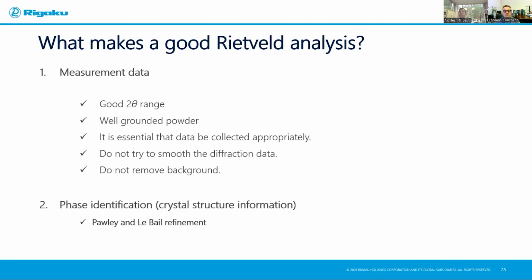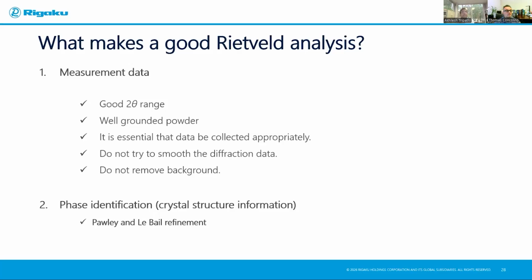Well-ground powder, we have emphasized, but we can emphasize this again, 10 to 30 micrometer. The line broadening effect will be visible with smaller particles, and larger crystallites never represent a random sample. It's full of preferred orientation, which will affect our quantitative analysis.